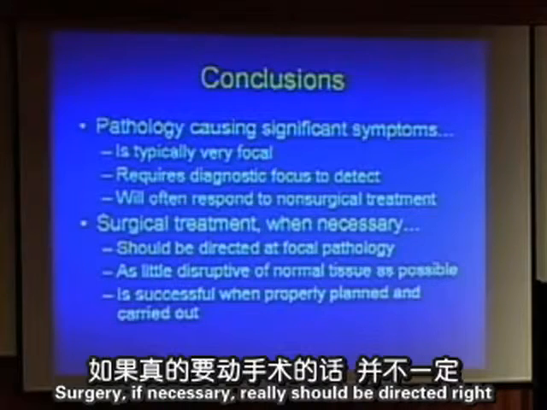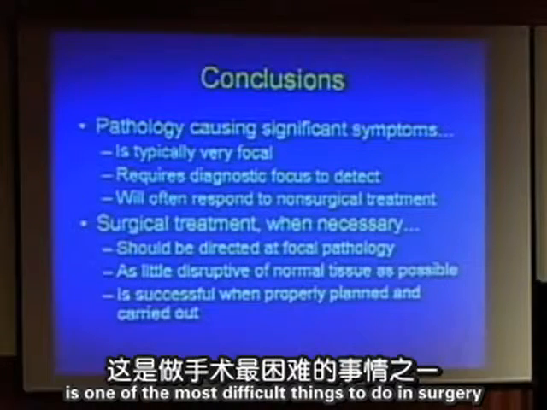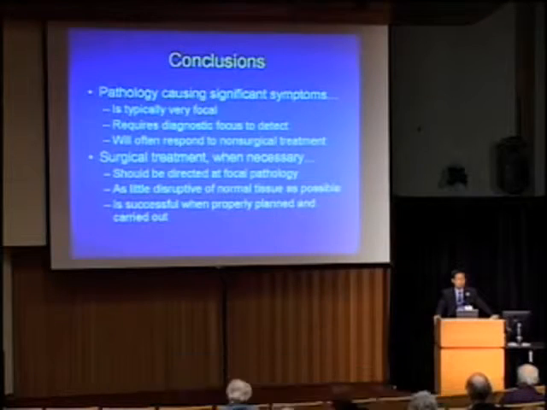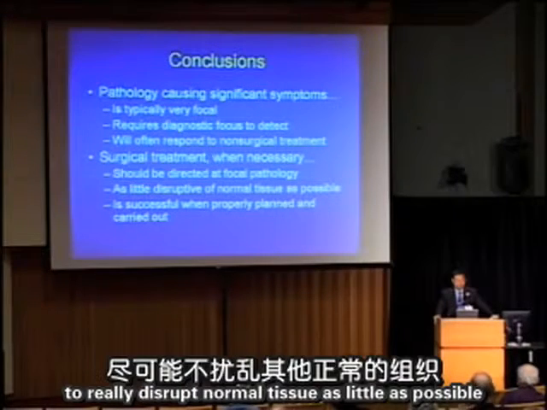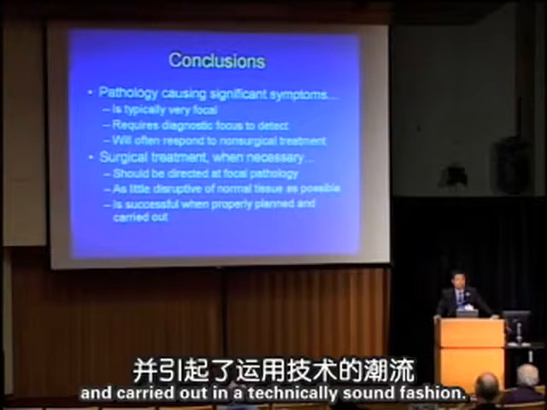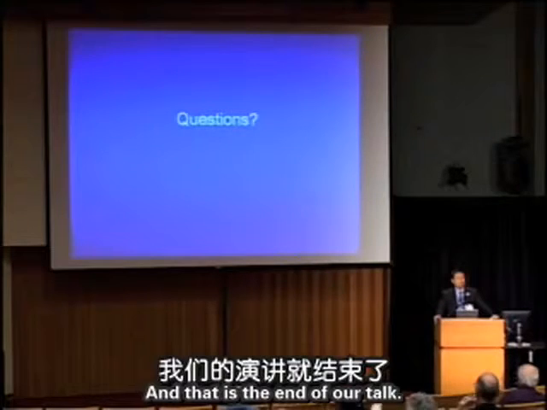Surgery, if necessary, really should be directed right at wherever the problem is, and that is one of the most difficult things to do in surgery, is determine where the most local problem is. And the goal of minimally invasive surgery is really to disrupt normal tissue as little as possible, and it can be very successful when it's properly planned and carried out in a technically sound fashion. And that is the end of our talk.